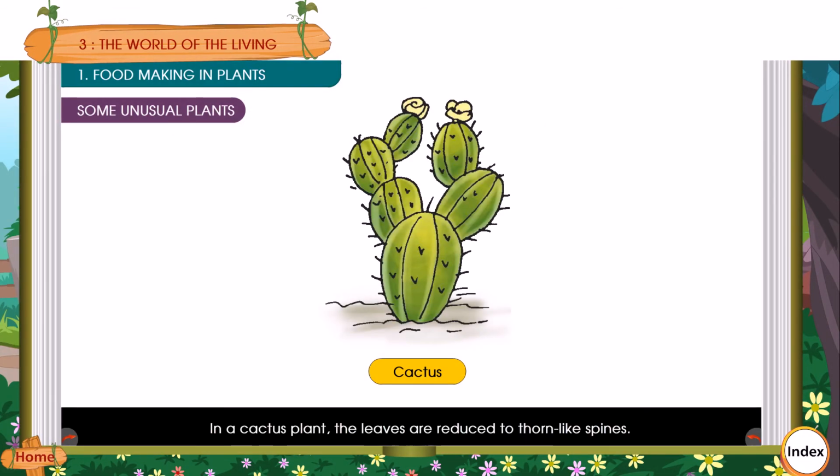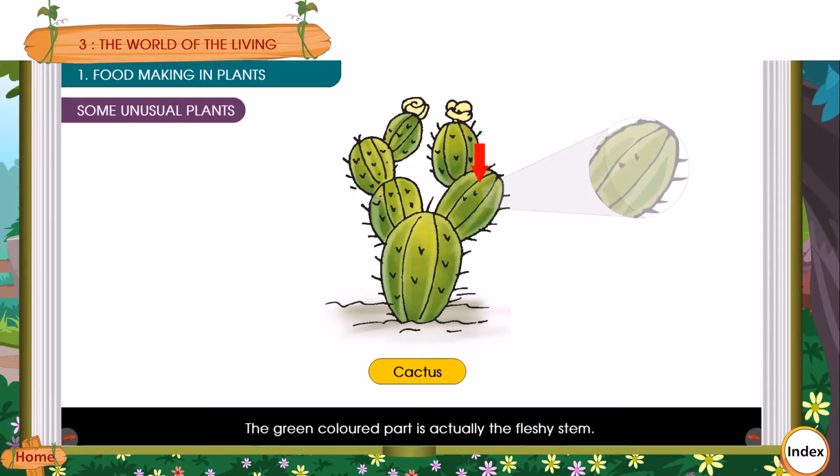In a cactus plant, the leaves are reduced to thorn-like spines. The green-colored part is actually the fleshy stem. The stem undergoes photosynthesis and prepares food for the plant.